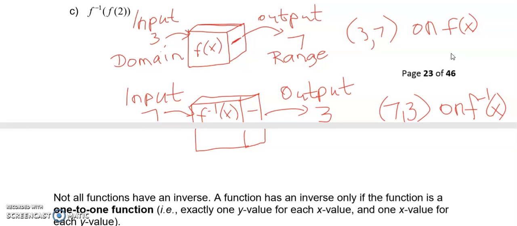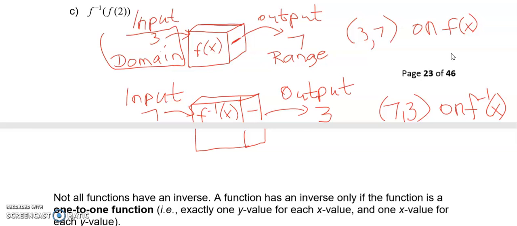In fact, if I gave you the graph of a function, you could easily draw the graph of the inverse just by taking the points that are on the graph and switching the coordinates around. You don't even need to know what the function is. Isn't that amazing? But there's something else here as well, something else that's important. Notice that the domain of the function was 3. That was your original function.